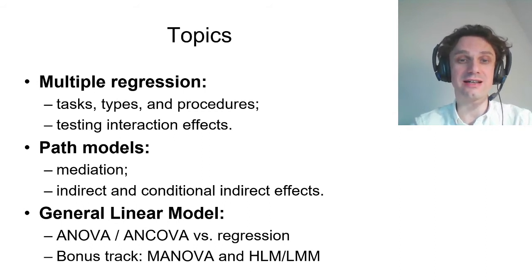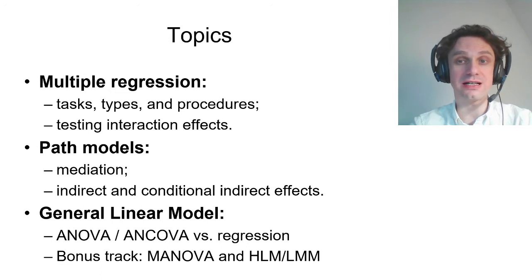And then we'll take a look at some more advanced things that you can do with regression. For example, how can we test interaction effects in multiple regression? Or how can we introduce nominal variables in multiple regression? And then we'll take a look at path models. A very quick look just to give you a general idea of what these models are about, their assumptions and their basic ideas.